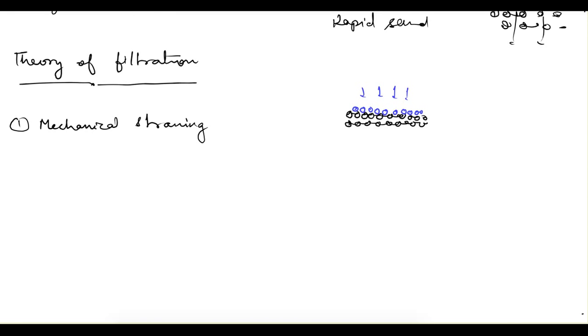Now after these impurities have been retained on the surface, another layer, or we can say another mesh, is formed. Now the impurities which are of smaller size than those which were retained earlier, these green ones, these are the further smaller impurities, they will also be retained on the surface and removed from the water. This way mechanical straining works.